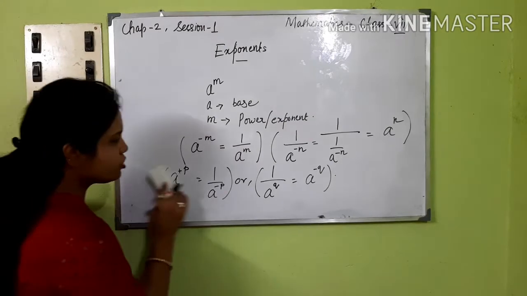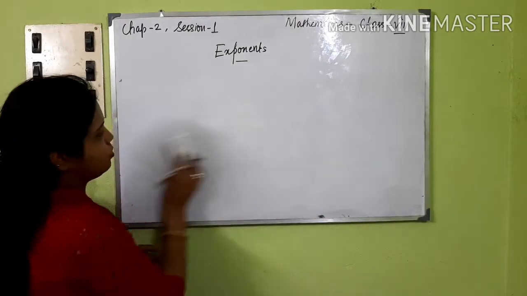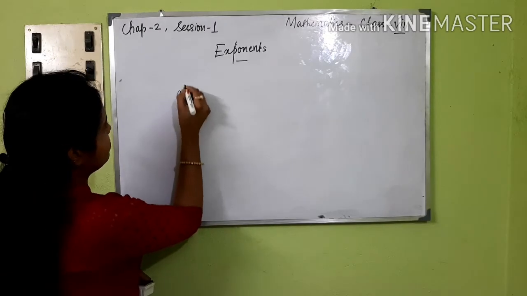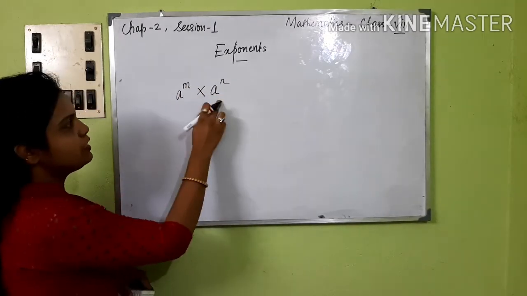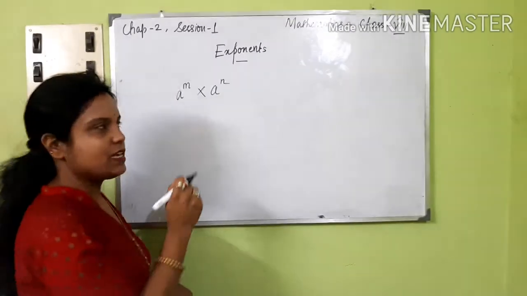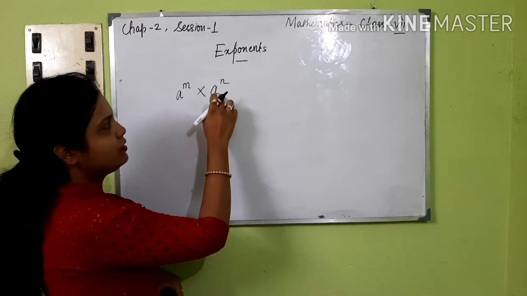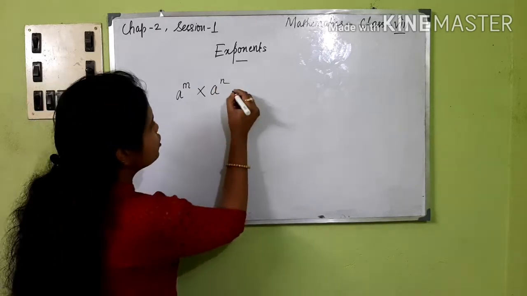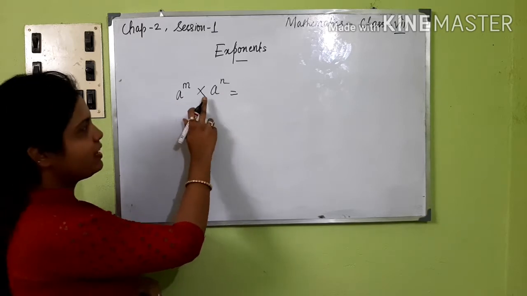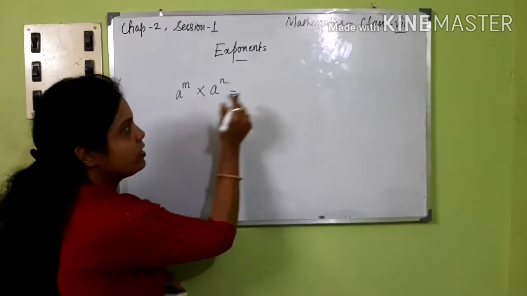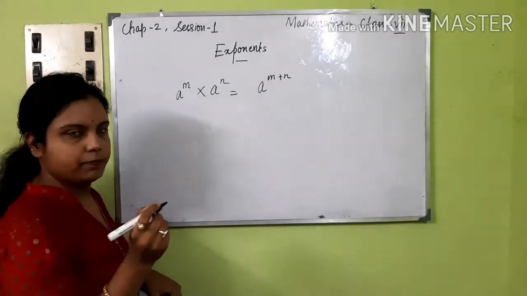Next, we are going to directly come to the laws. Suppose a to the power m into a to the power n. As you know, these a are known as the base and the powers are m and n. In this case, whenever the bases are equal and there is a multiplication sign in between, the powers get added up. A to the power m plus n.